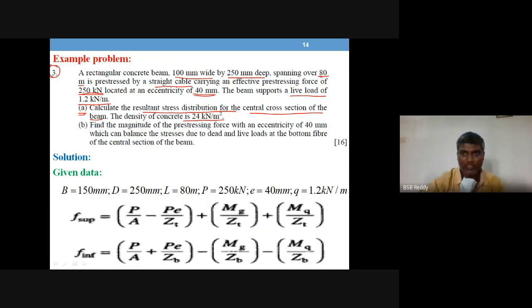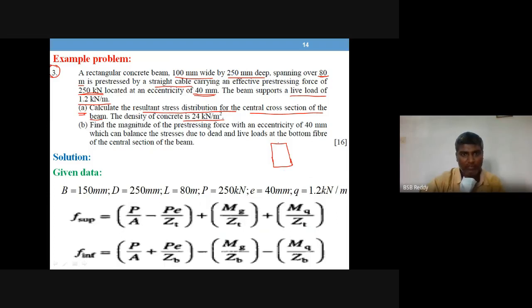Question A is to calculate the resultant stress distribution at the central section of the beam. It is an 80 meter span, so at the 40 meter section, you take the section of the beam, find the stresses at top and bottom at that section, and draw the diagram. This is what is required.